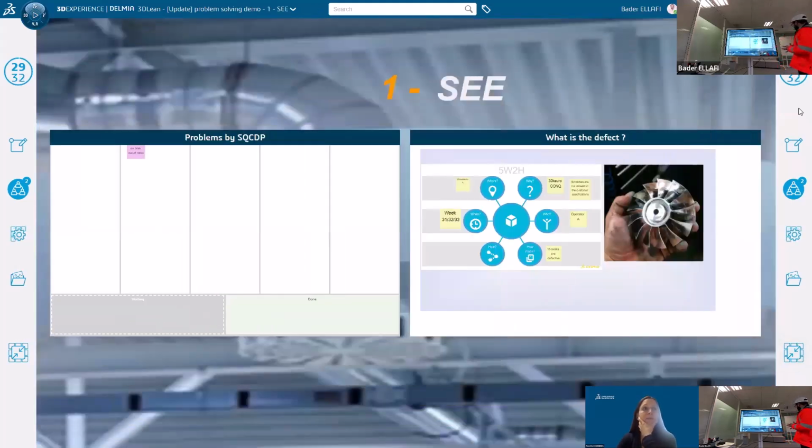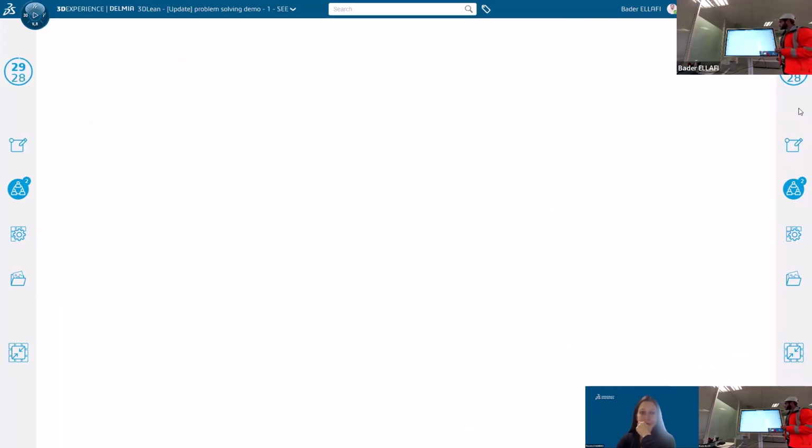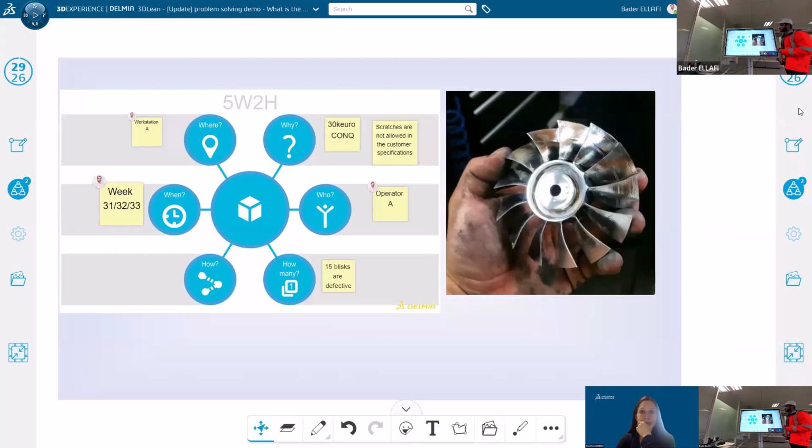Okay. So before that, we did collect and gather some data from the shop floor about this issue. And we think this issue was elevated from the operator, which is on the assembly on the robot station. We have 15 Blisks, which are the defective today and which cost us 30 kilo euros. And we want to investigate this to get better quality results.